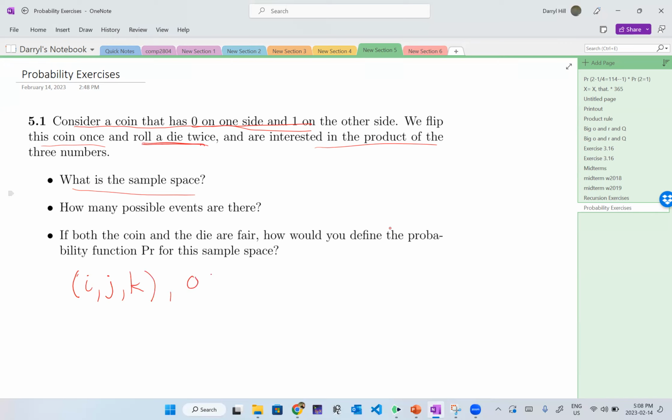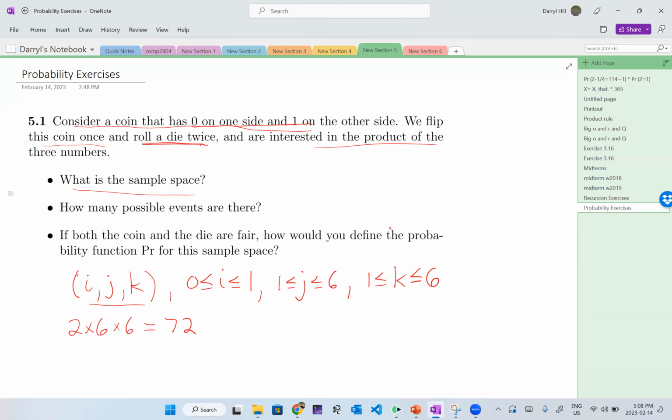So 0 is less than or equal to I is less than or equal to 1, so there are 2 possible outcomes. 1 is less than or equal to J is less than or equal to 6 for the first die roll, and for the second die roll, we also have 6. Now, what's the size of our sample space here? Yep, 2 times 6 times 6. We're using the product rule again. I have 2 choices for the first one, 6 choices for J, and 6 choices for K. So that is 72. My sample space consists of 72 elements.